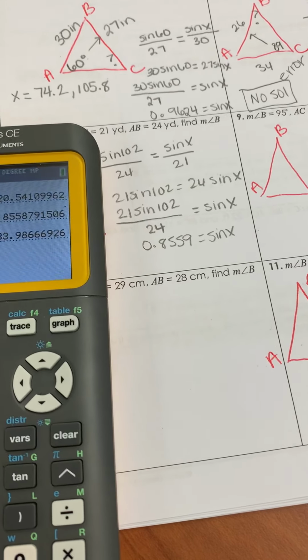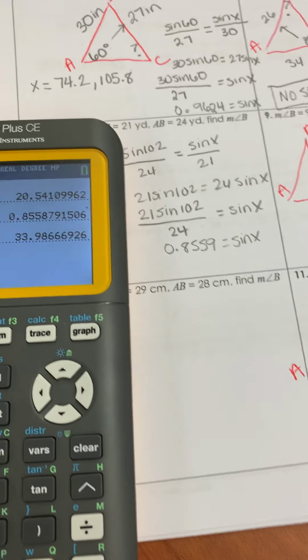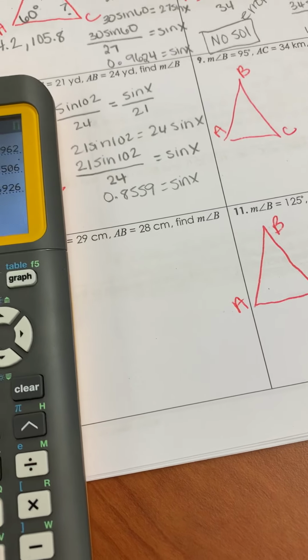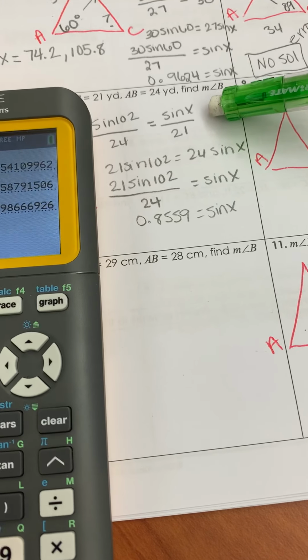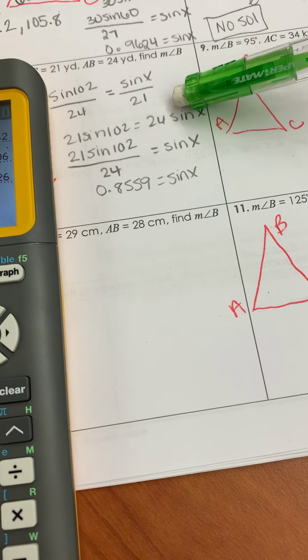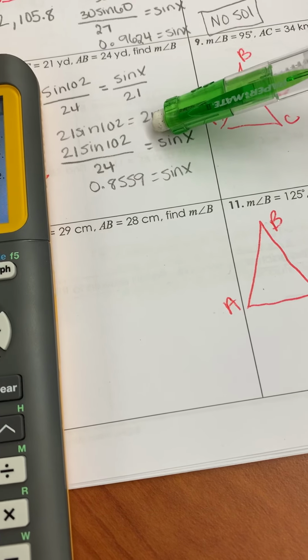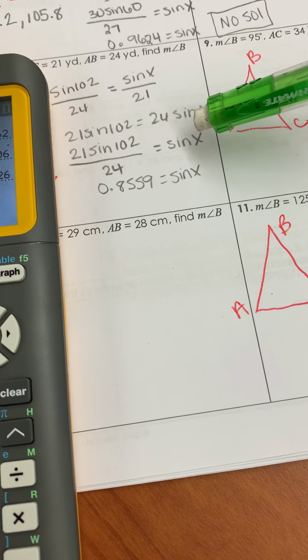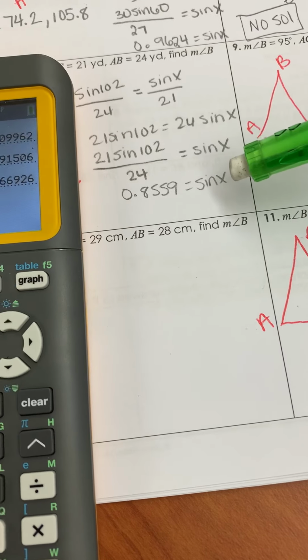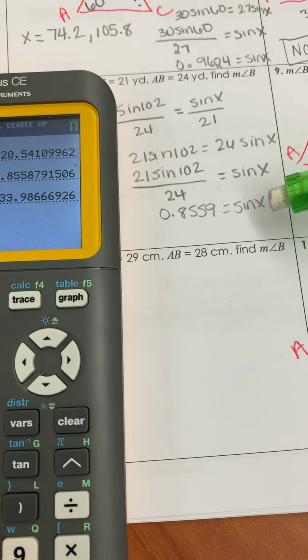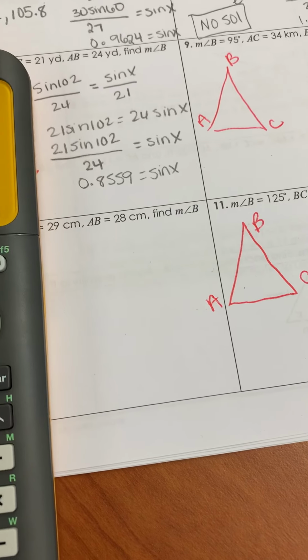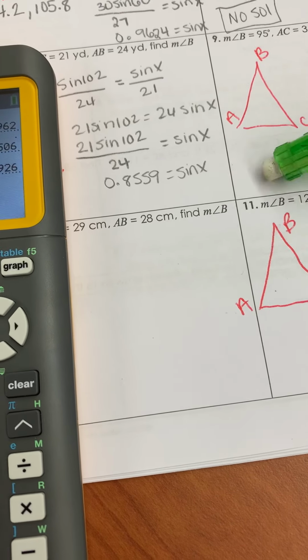Did I do something wrong? This is right. Sine x over 21. 21 sine of 102. Divide that by 24. Huh? I'm doing this right. Sorry.